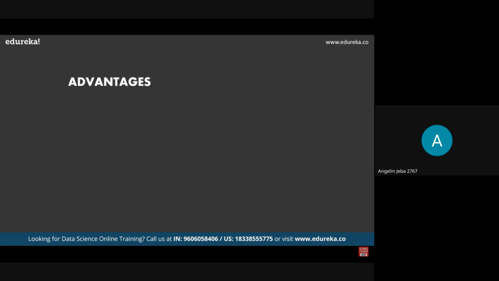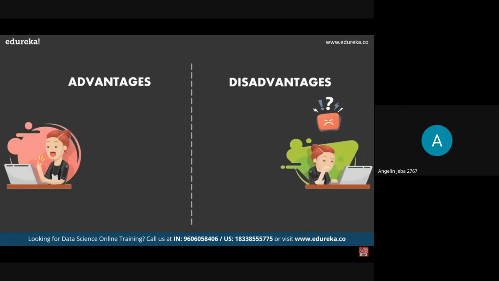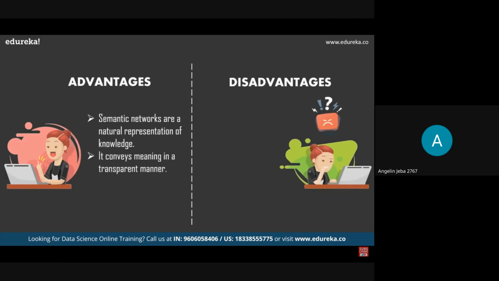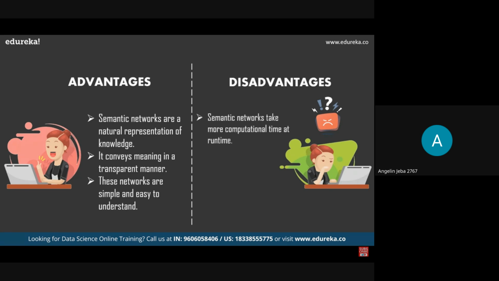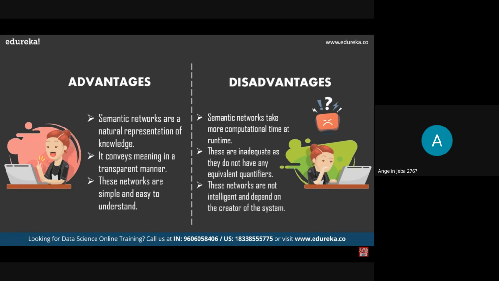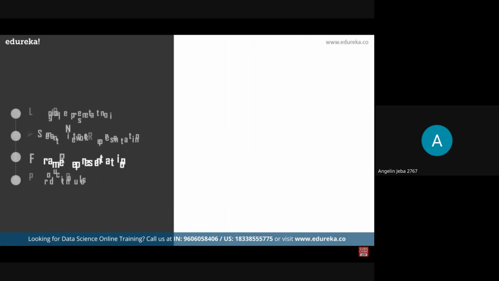Now, talking about some of the advantages, semantic networks are a natural representation of knowledge. It also conveys meaning in a transparent manner, and these networks are simple and very easy to understand. But talking about the disadvantages, semantic networks take more computational time at runtime, and these are inadequate as they do not have any equivalent quantifiers. Also, these networks are not intelligent and depend on the creator of the system. So, this was about the semantic network representation.